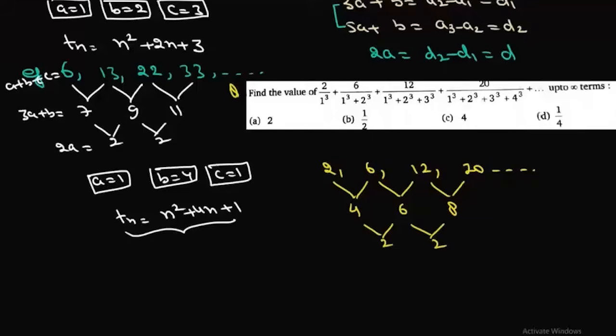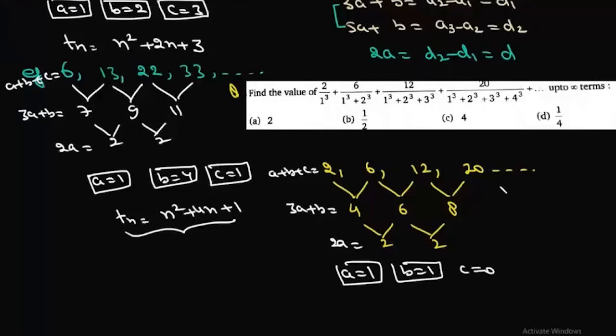Now we can use the shortcut. This is 2a. This is 3a plus b. And this is a plus b plus c. Now clearly a is 1. And if we put a as 1, we get b as 1. And if we put a and b as 1, we get c as 0. So its nth term will be n square plus n.